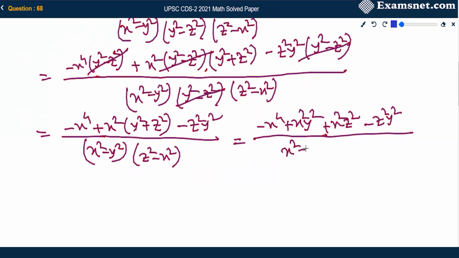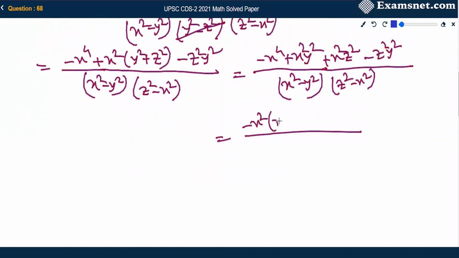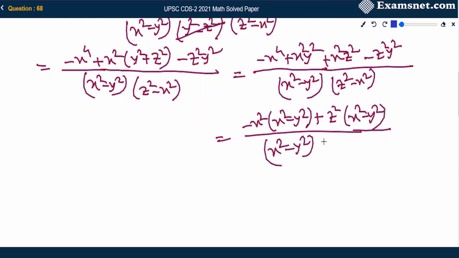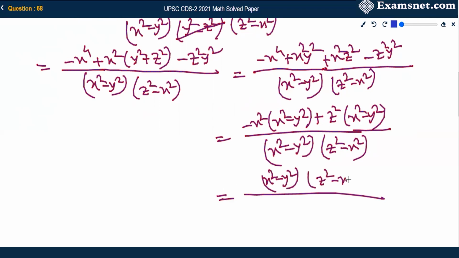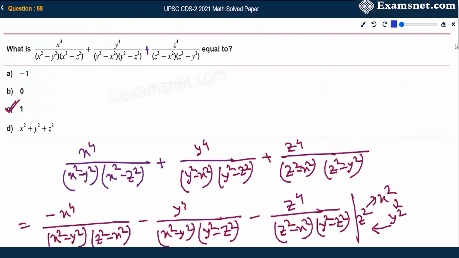So again we can write. So here after taking common, now in the next line we will get x square minus y square and z square minus x square. Okay, so we can see both numerator and denominator got cancelled. We got only one. So yes, here the answer is option C, 1.